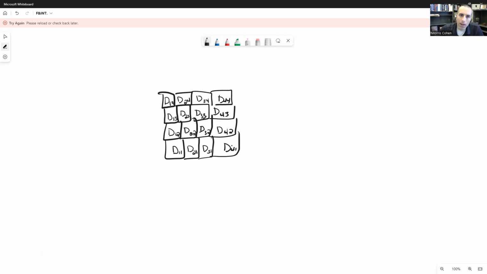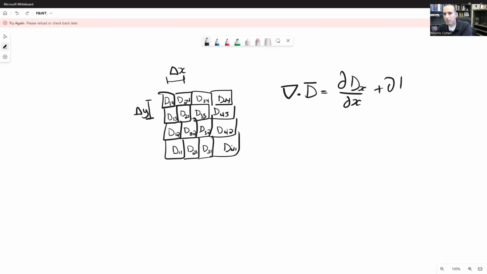All right, so now we've got two different differential distances. We've got a delta x, and we've got a delta y. Right, a separation of the cells in the x direction and the y direction. In practice, they don't have to be the same, but they very often could be in a practical system. And so now we're going to approximate that the divergence of D is the derivative of the x component with respect to x plus the derivative of the y component with respect to y. All right. So let's try to approximate this.